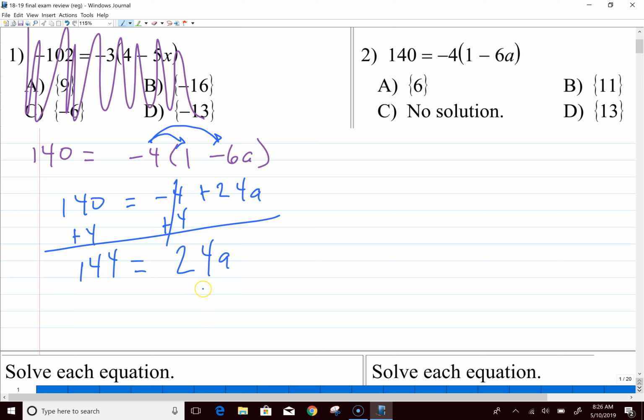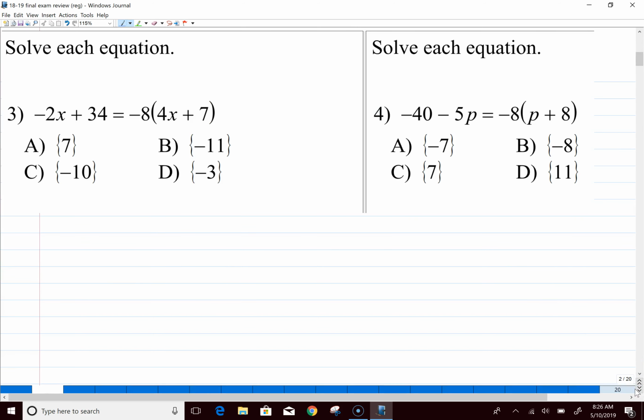To get the a by itself, we're going to divide by the number in the front. So divide by 24. And 144 divided by 24 gives us 6. So again, number 3 is on your test and so forth, but you do it by yourself if you want to. I want the room to do more work.